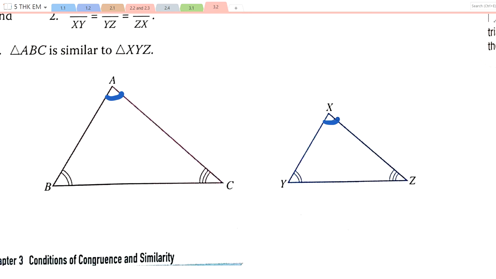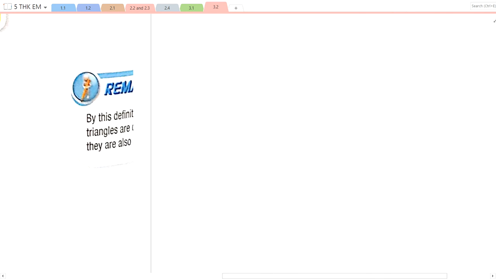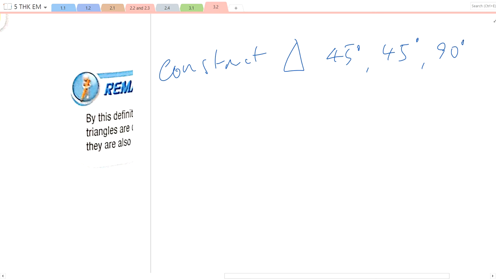Straightforward. As long as I can prove that for triangles, these three angles are the same, their corresponding angles are the same, I've proven that they are similar. Okay? For example, can you construct a triangle with the angles, let's say 45 degrees, 45 degrees, and 90 degrees? Can you construct this triangle? I never give you any length. I only give you the three angles. Can you do it? Yeah, you can.